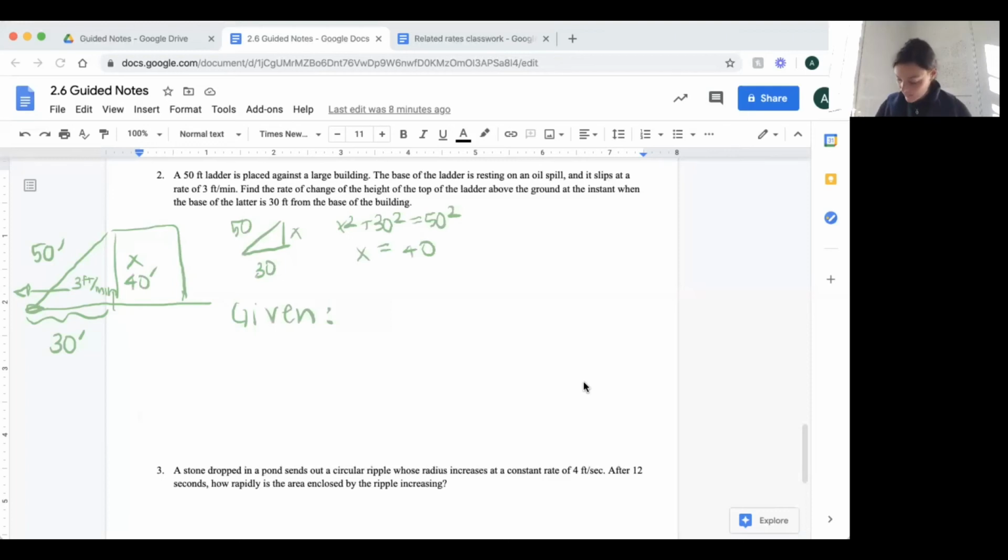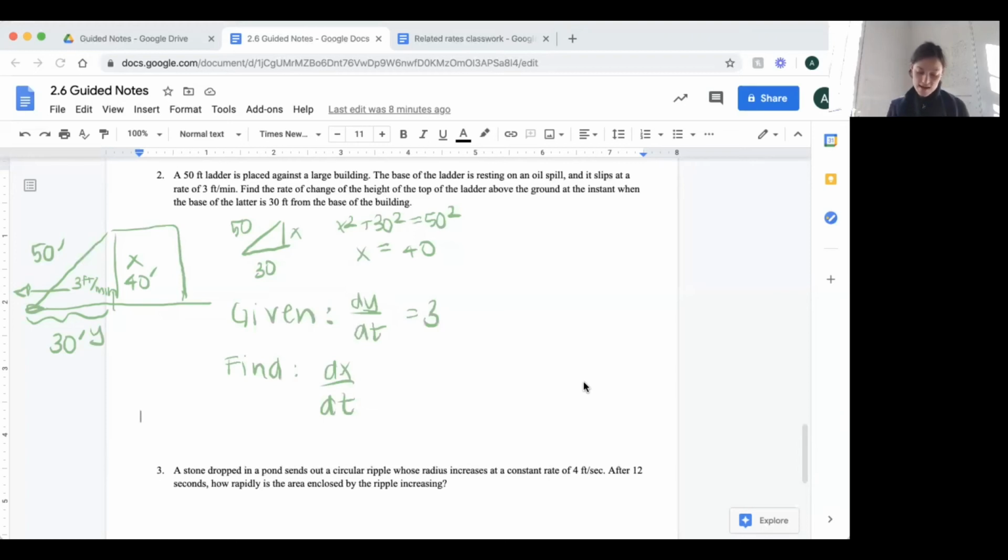The rate that we're given is that, I'm going to call this variable y, dy over dt equals 3 feet per minute. So my units of y are slipping out at 3 feet per minute. The rate of change of y with respect to time is equal to 3. Find the rate of change of the height. That's going to be dx over dt in the way that my picture is labeled.